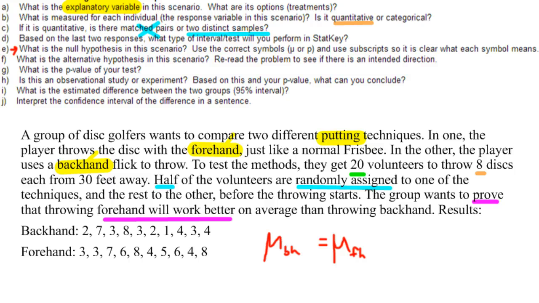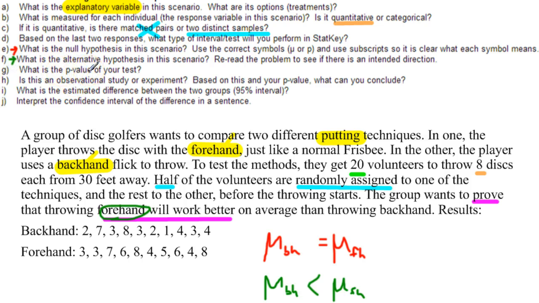So then the alternative hypothesis is what we're out to prove. And it's always going to be the exact same thing. We have mu of our backhand group, we have mu of our forehand group, and we just need to decide if it's going to be a not equals test where we don't have any particular direction, or if one of these is predicted to do better. It says that the group wants to prove that throwing forehand will work better on average than throwing backhand. And if we're predicting forehand is going to be better, and we're counting it in number of makes, which means the number should be bigger, we're going to have our forehand average predicted better than our backhand average as our alternative. So we have that there.